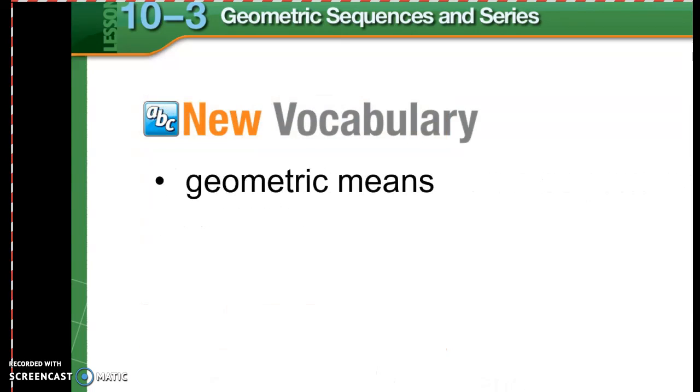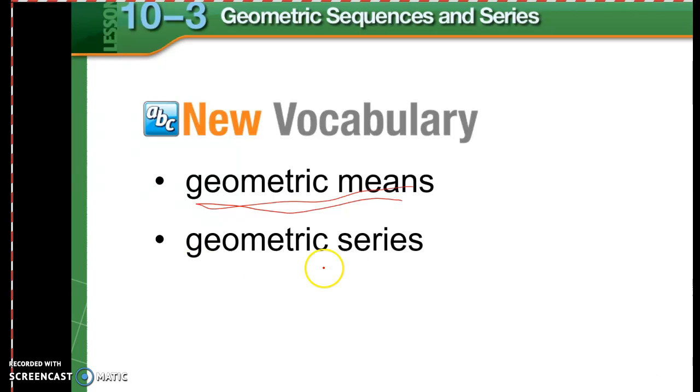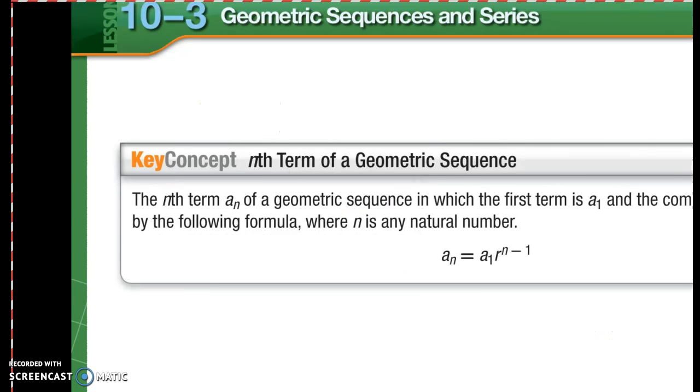And remember, we saw this same thing with arithmetic. Those geometric means are those terms in between the terms that are given. And then series is a sum of a certain number of terms. So here is our geometric sequence base equation.